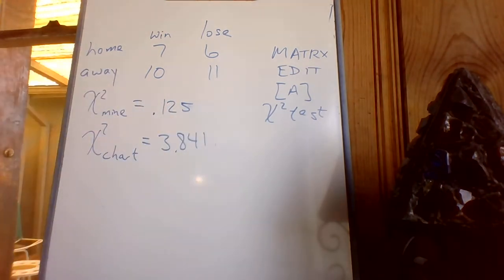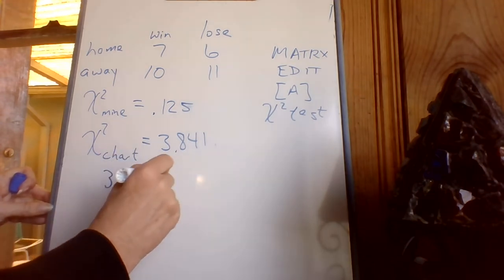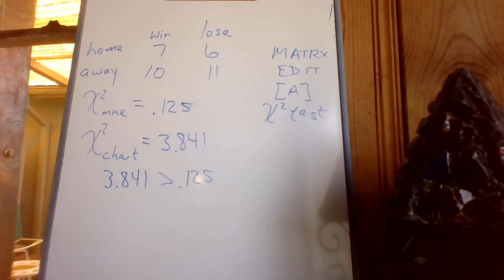3.841 was the exact same number we were using on every single homework problem, because basically every contingency table that you're likely to do is a 2 by 2, and so you're always going to end up in that exact spot looking for that exact number. All right, now 3.841 is bigger than 0.125. This is a measure of fluctuation.